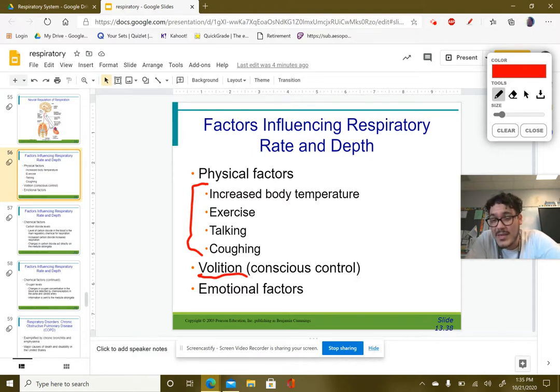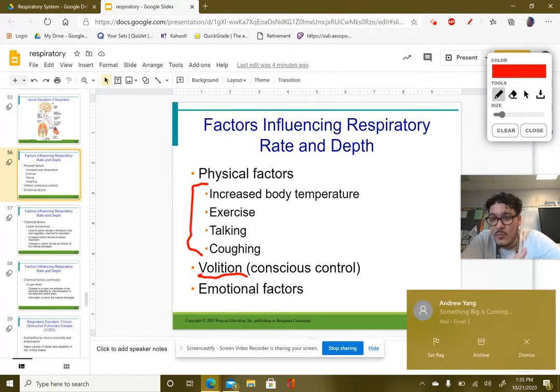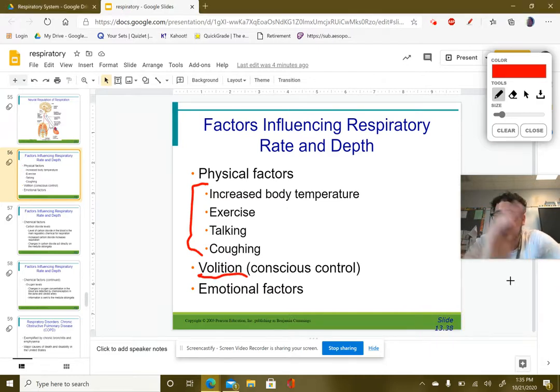Volition. I would make sure we know the term volition. I would make sure we know what that means. Volition stands for conscious control. So breathing is one of those unique phenomena that you have conscious control over. Granted, most people on a day-to-day basis are on autopilot. Your brain is going to do its own thing for most of the day, and you're just going to breathe without thinking about it. But breathing is one of those unique aspects that you can physically control and consciously choose when you want to breathe.